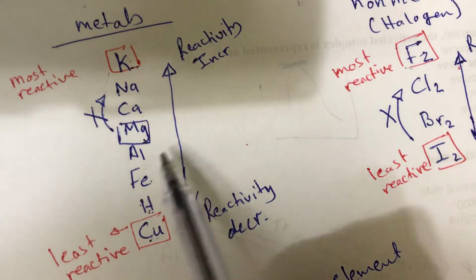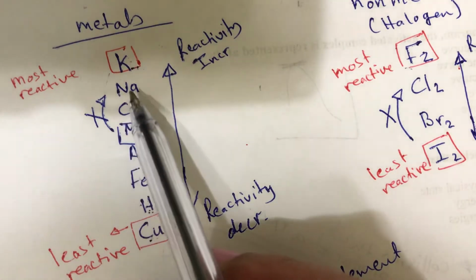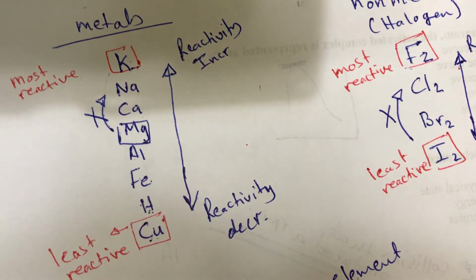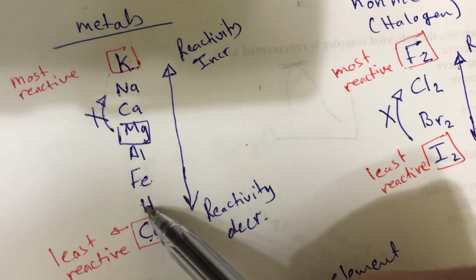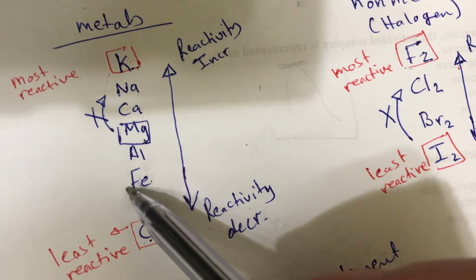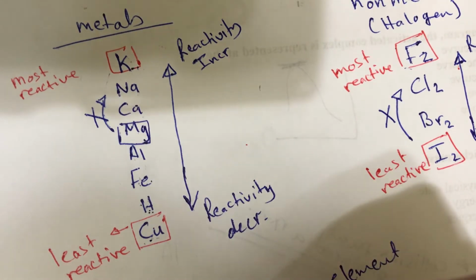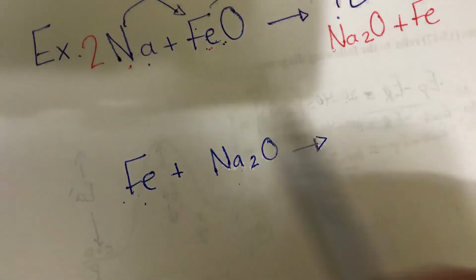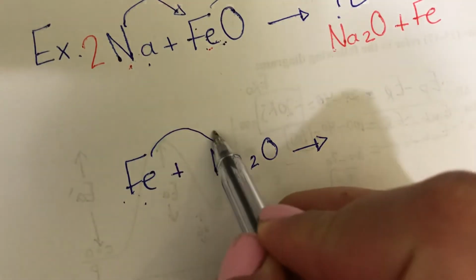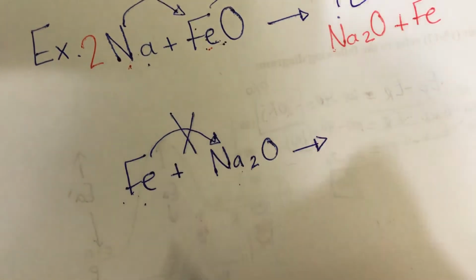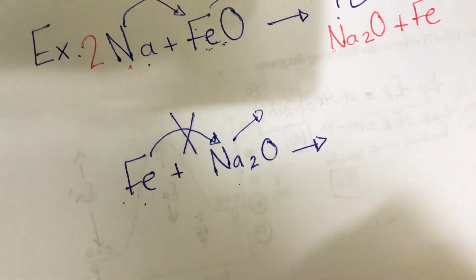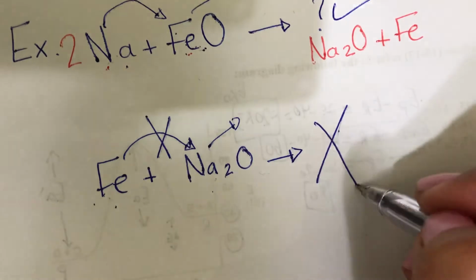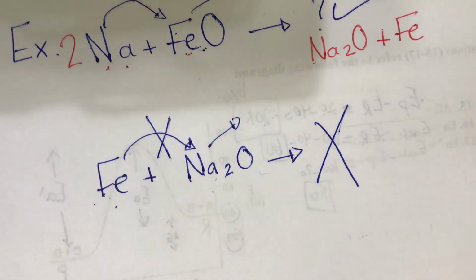Here, is iron more reactive than sodium? No. Iron can replace hydrogen and copper, but can't replace elements above it. So here iron can't replace sodium. So no reaction occurs.